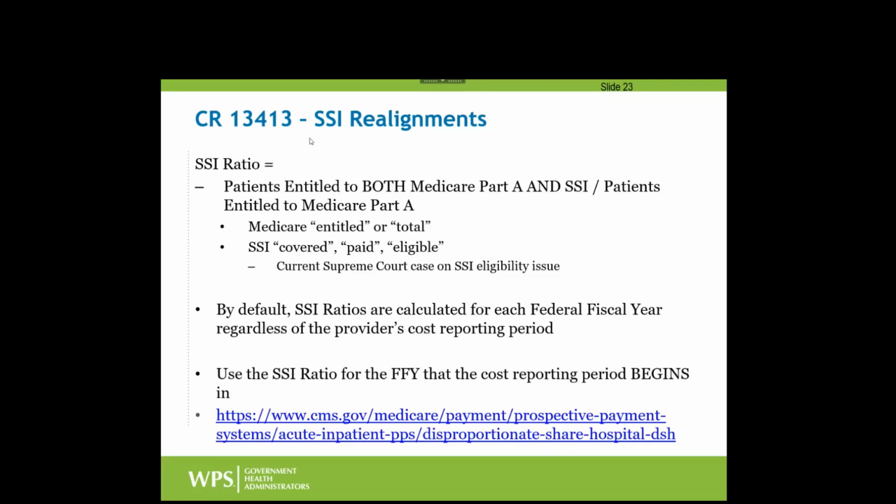Now, let's talk about the SSI realignment itself. By default, an SSI ratio is calculated based on the days in that federal fiscal year, regardless of when the provider has their cost reporting period. So more specifically, for that cost reporting period, the SSI ratio you're going to be grabbing is the federal fiscal year that the cost report begins in. That's how you match it.